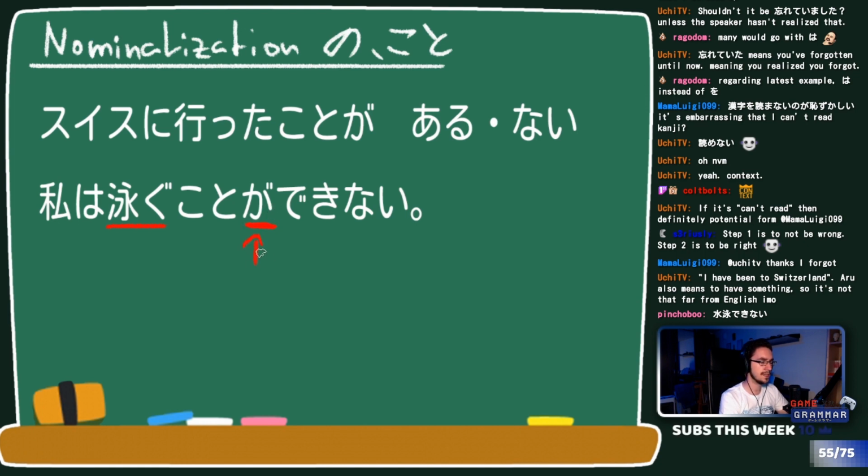You can use wa sometimes, but usually you would say koto ga dekinai. Sometimes you could maybe say wa, but it's common to use ga here, especially if you have another topic over here. Then using wa again would be a bit confusing. So you can say koto ga dekinai, so that's just can't swim, right? I'm unable to do the action of swimming. So this means I can't swim.